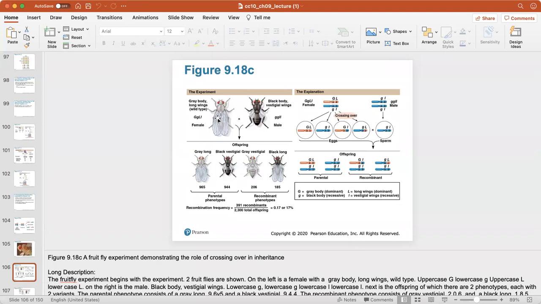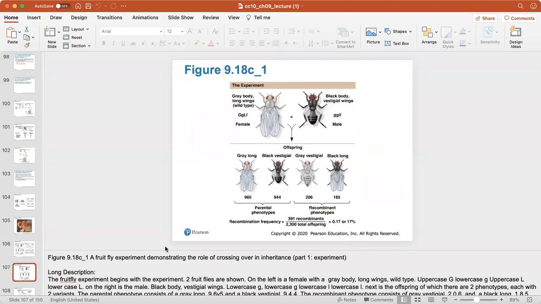So we cross a gray body, long wings, the wild type, with a black body with vestigial wings. And these are the parental phenotypes and the recombinant phenotypes that we get. And this explains how the genes in the loci will cross over.